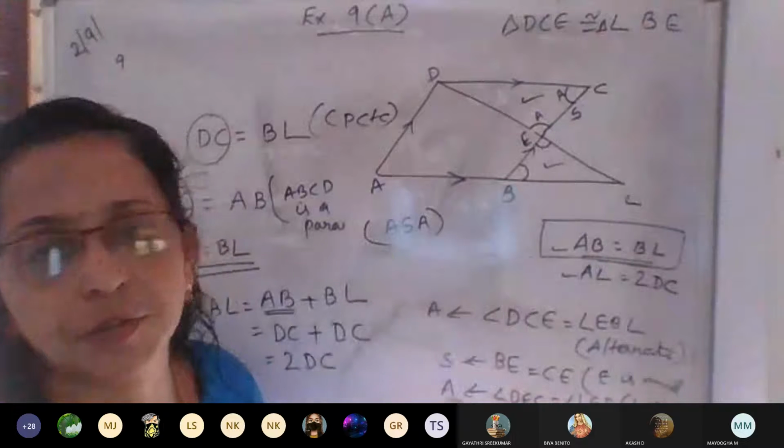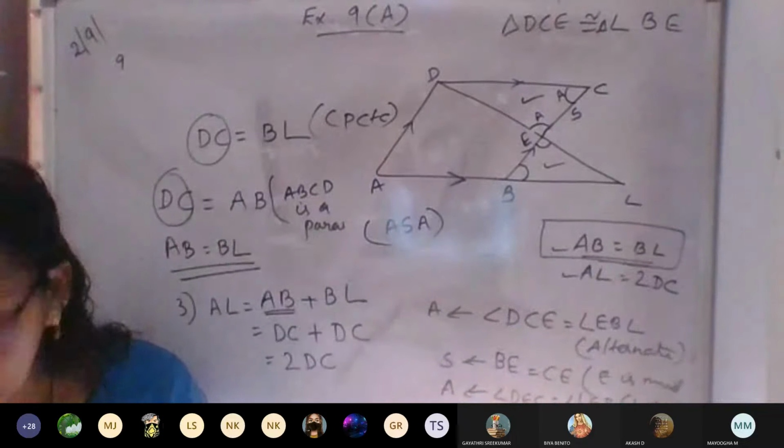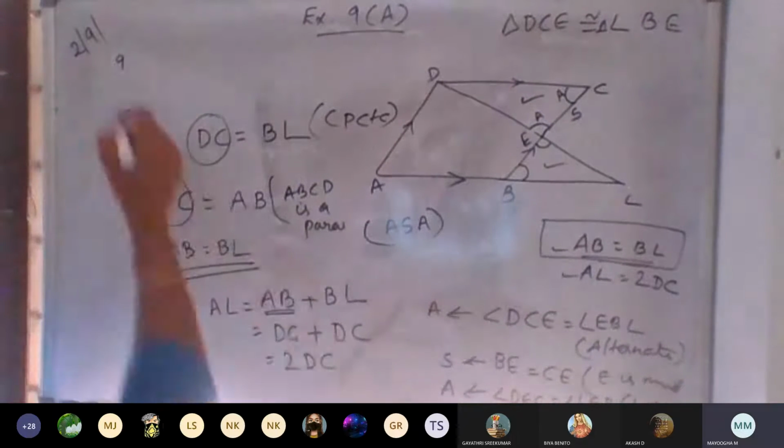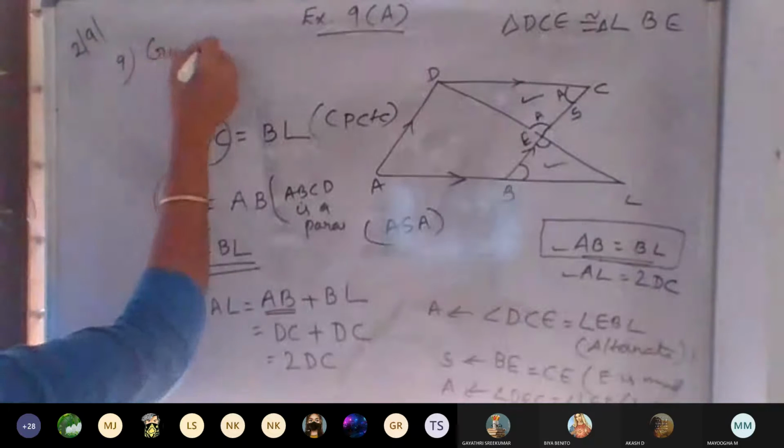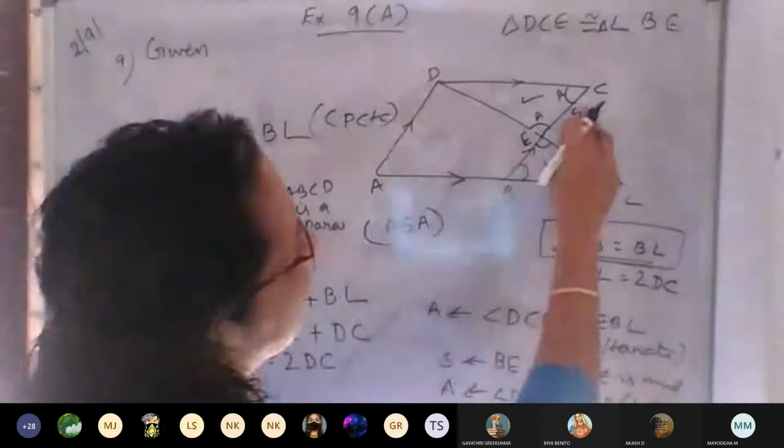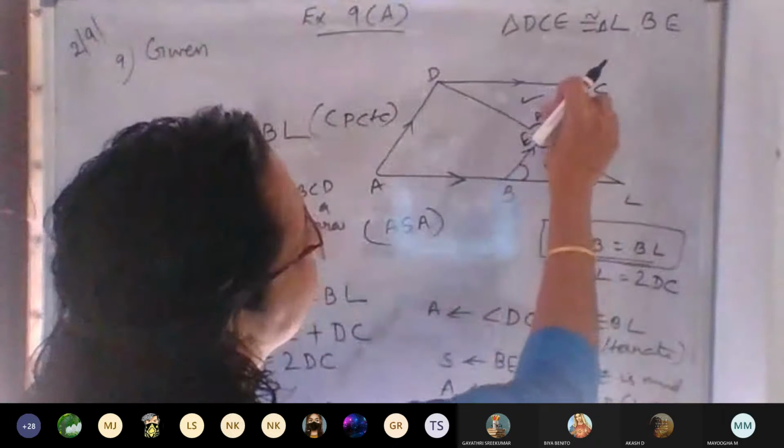So what do we have to write first? Given. Write down Given. First, draw this figure. Completed that, no? Yes, ma'am.